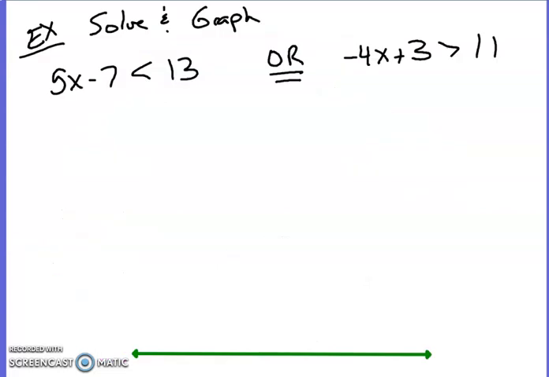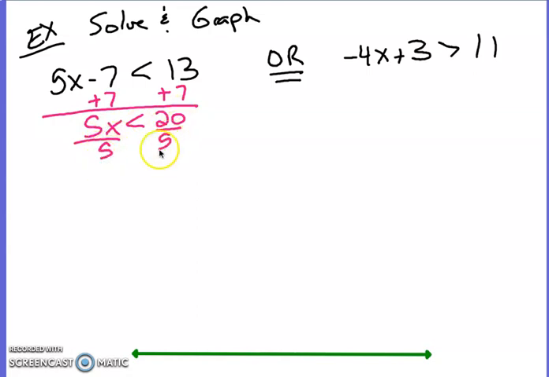All right, so if we had a solving and graphing problem, a problem all the way from the very beginning, we're going to solve it like normal. We're going to add 7, solve it like an equation. So 5x is less than 20, divide both sides by 5, and x is less than 4.